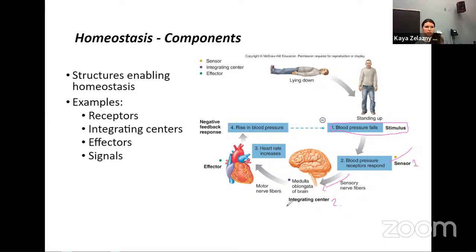And then step three is your brain says, oh, okay, we're going to fix this. So it's going to send signals out to our effector organs, like the heart, but also other blood vessels, also potentially other organ systems, depending on why exactly this problem is occurring. So the heart would be an effector organ here, but we might have other effector organs. It's not the only effector organ. So these are all just categories of types of parts of our body.